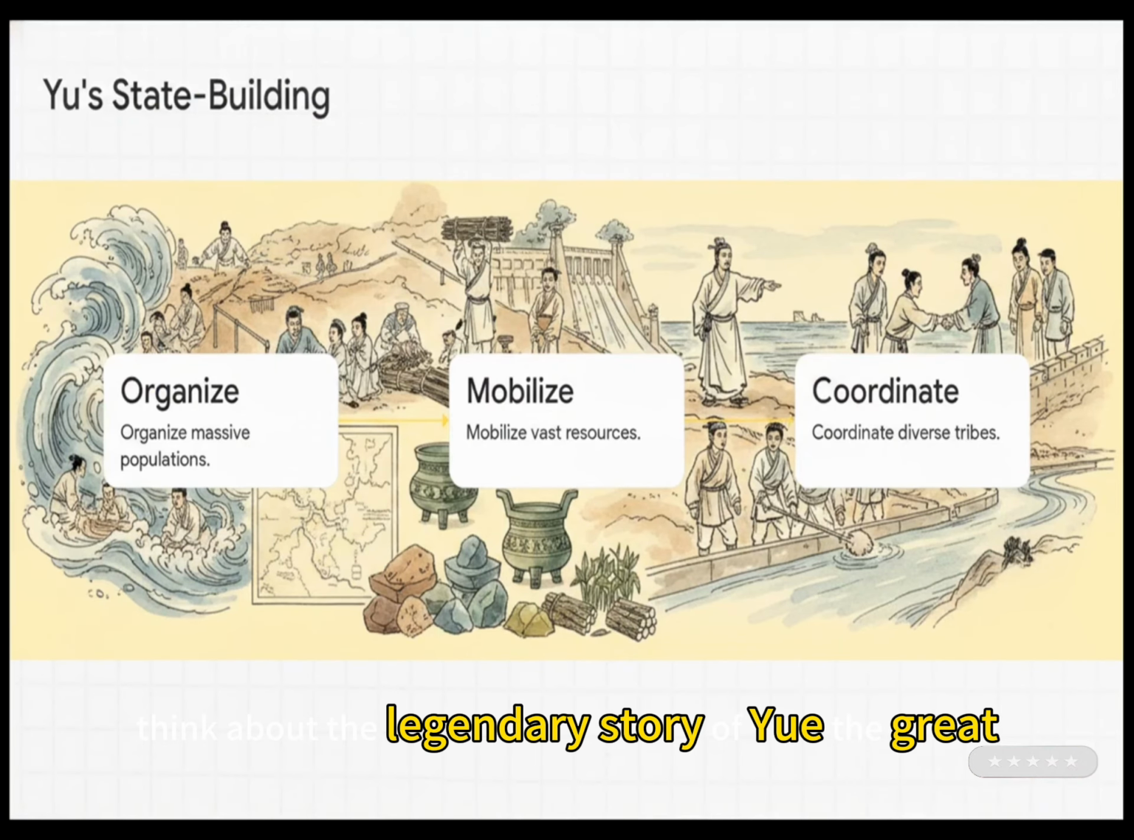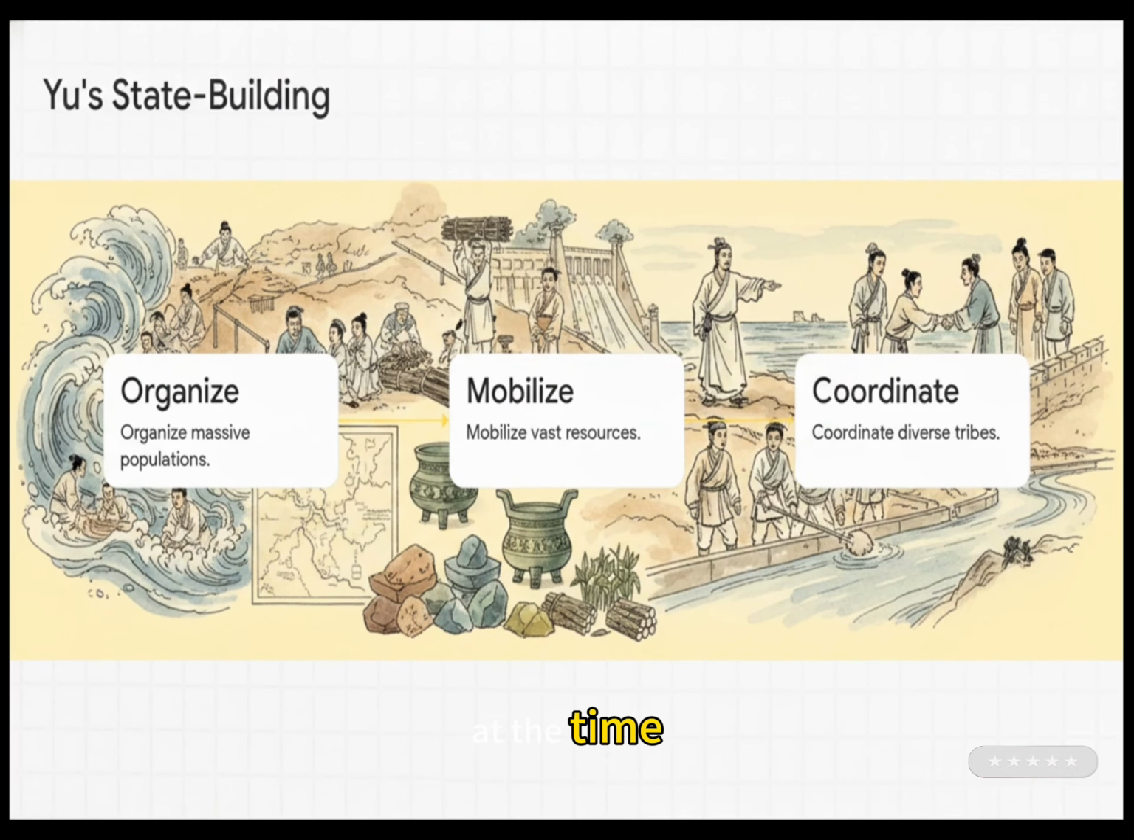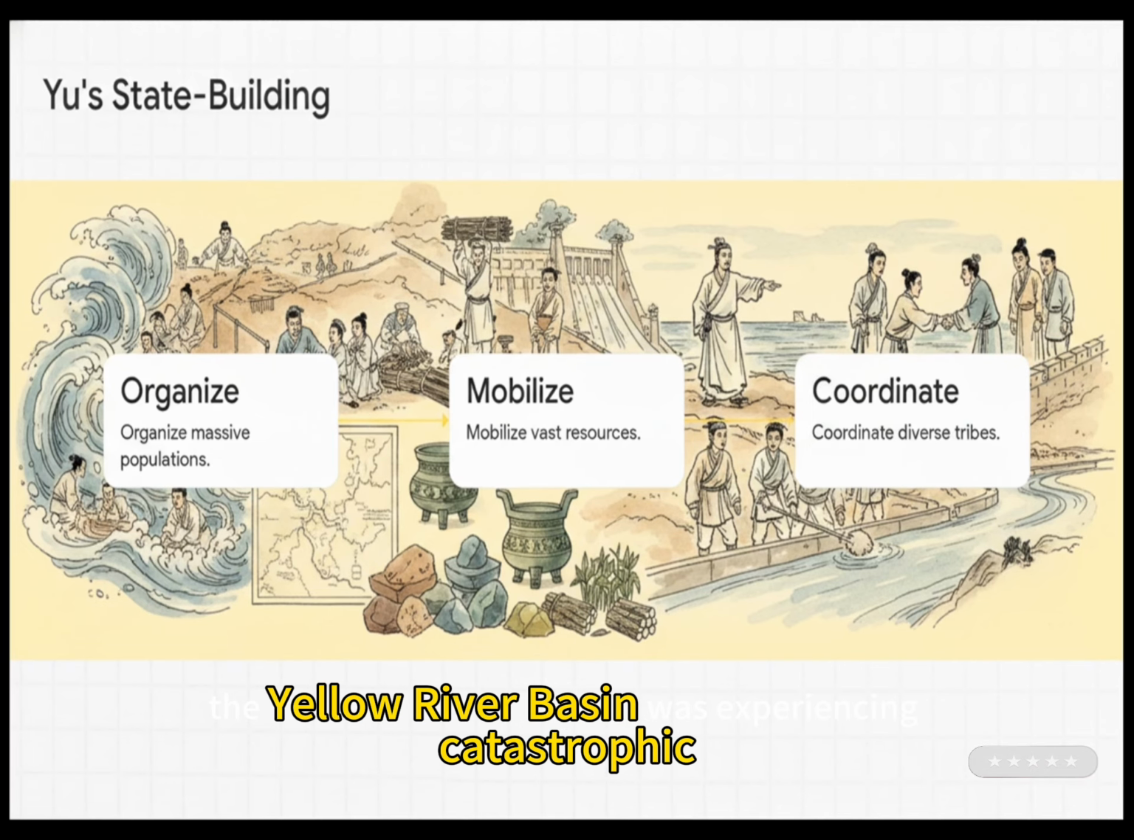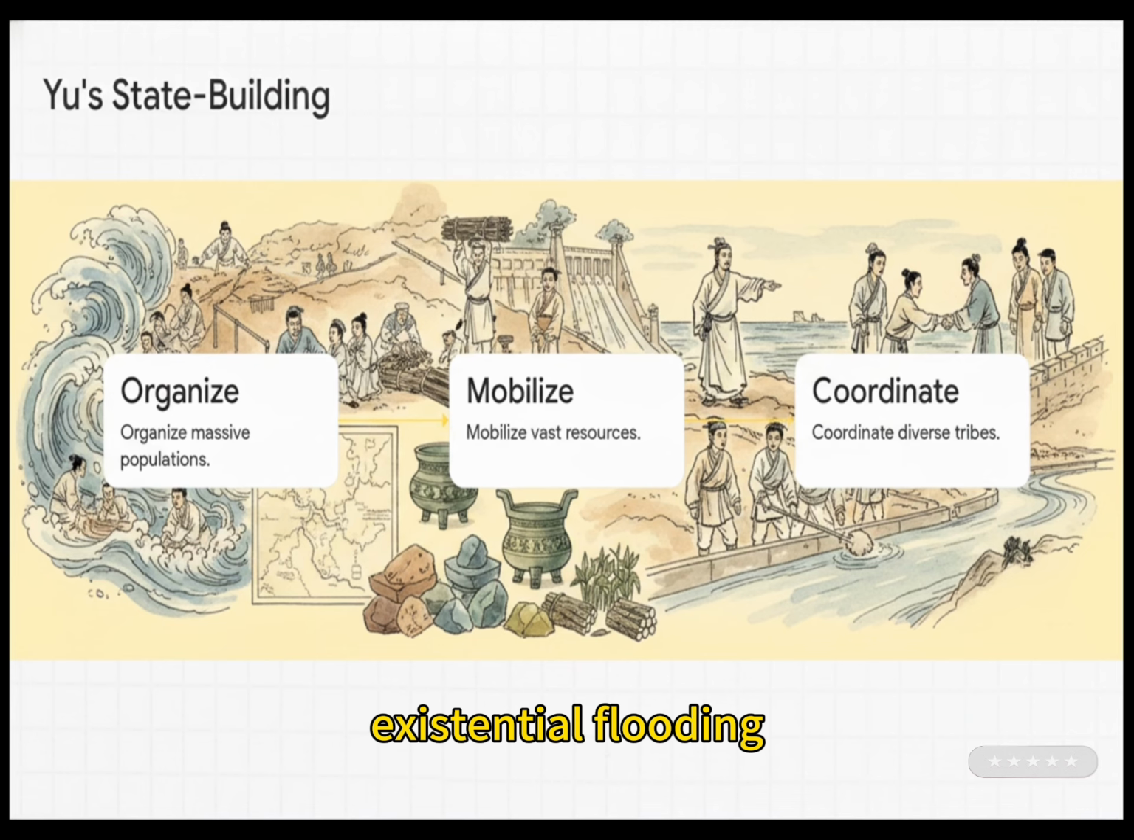Think about the legendary story of Yu the Great. At the time, the Yellow River Basin was experiencing catastrophic, existential flooding. Previous leaders tried to just block the water and, well, they failed. Yu changed the strategy to channeling and dredging the water out to the sea. But to actually pull this off, Yu didn't just move water. He essentially built a state.